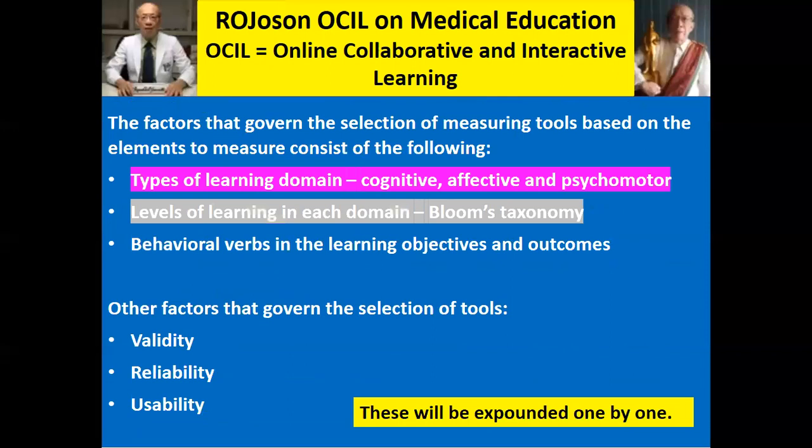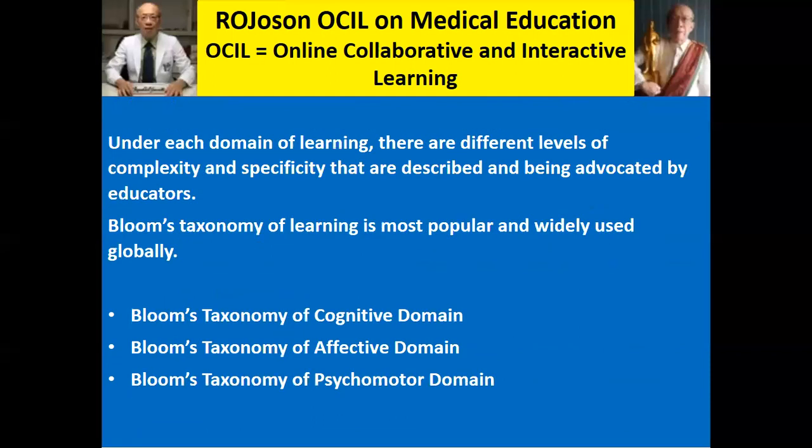Let's now go to these levels of learning in each domain, or the Bloom's taxonomy. Under each domain of learning, there are different levels of complexity and specificity that are described and being advocated by educators. Bloom's taxonomy of learning is the most popular and widely used globally. So there is the Bloom's taxonomy of cognitive domain, affective domain, and psychomotor domain.